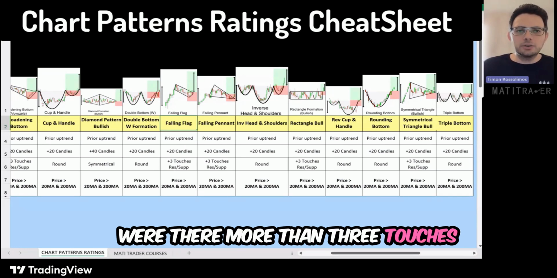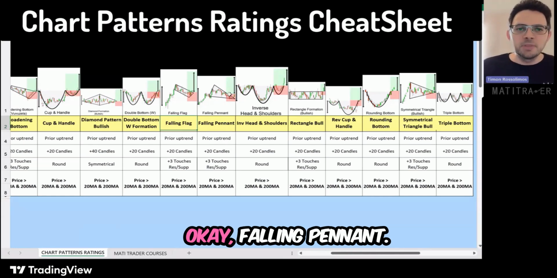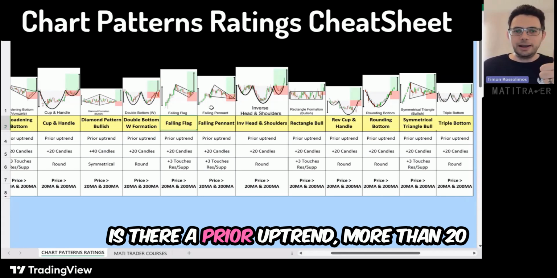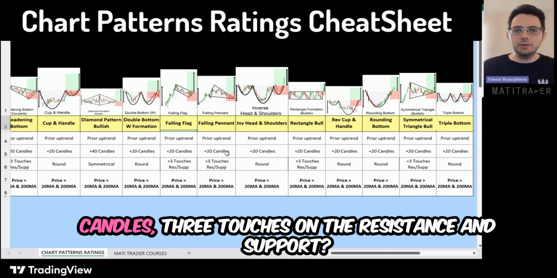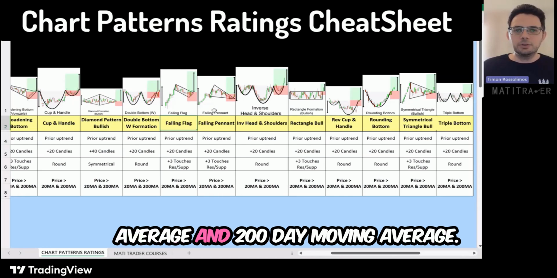Were there more than 3 touches on the support and resistance? 1, 2, 3, 4. 1, 2, 3, 4, 5. Yes, it was 4 out of 4. Okay. Falling pennant. Is there a prior uptrend? More than 20 candles? 3 touches on the resistance and support? Yes. And is price above the 20-day moving average and 200-day moving average?